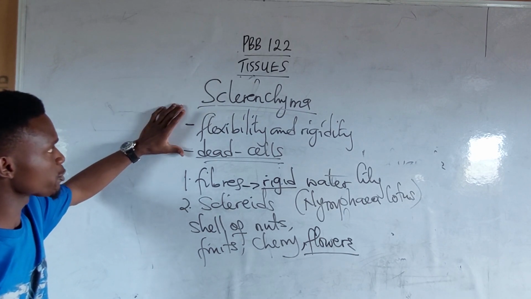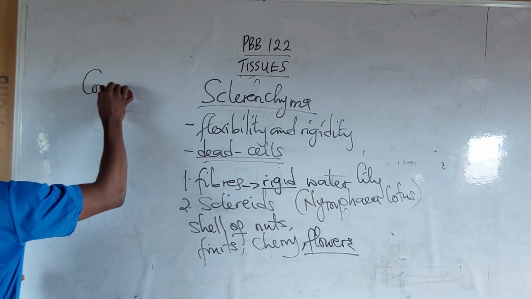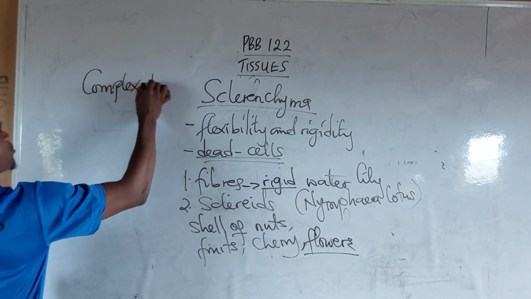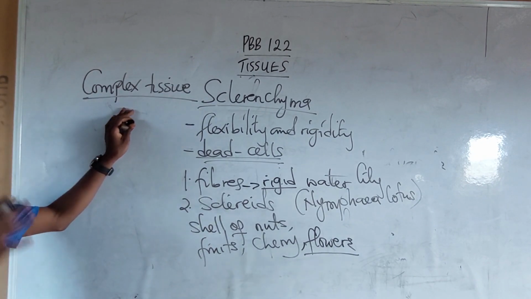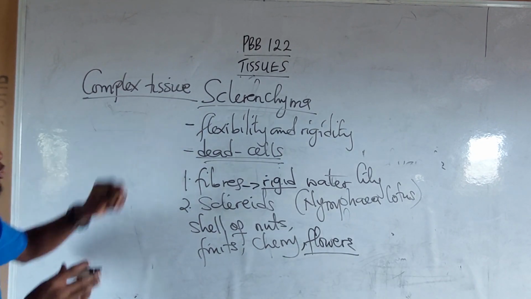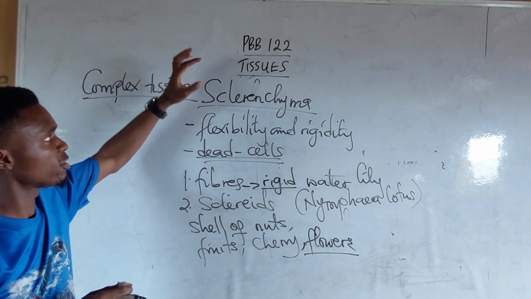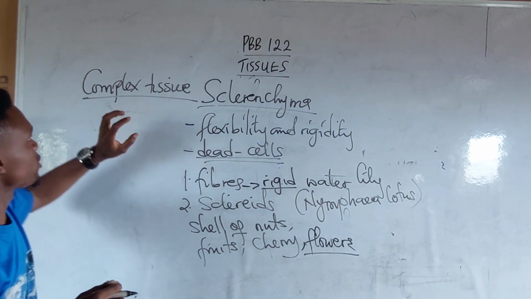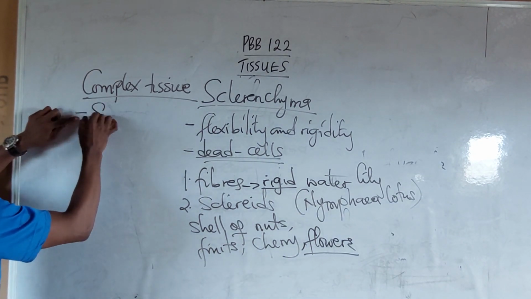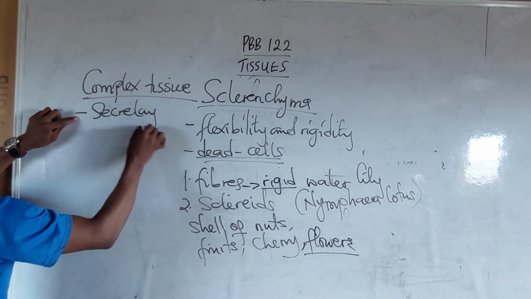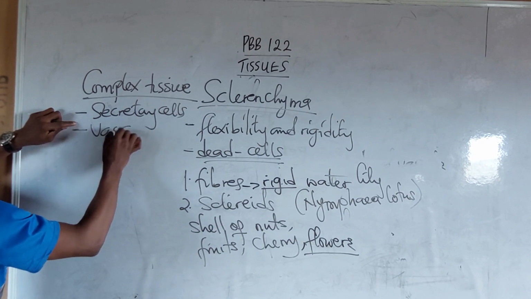So please let us proceed to the other type of tissue called what? Complex tissue. Now you know I said that under permanent tissue we have the simple tissue and we have the complex tissue. Everything about the simple tissue has been dealt with: the parenchyma, the collenchyma, and the sclerenchyma. Now the other one, which is the complex tissue, we have, just as I said before, the secretory cells, and we have what? The vascular bundles.